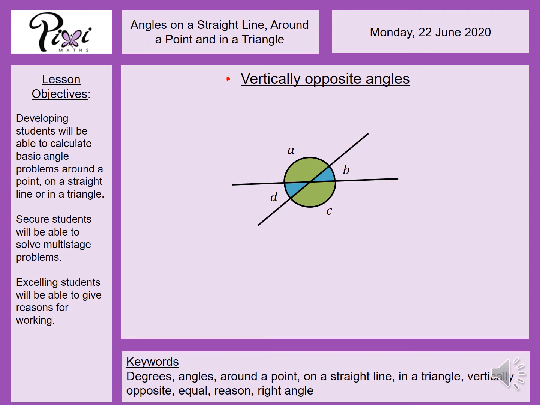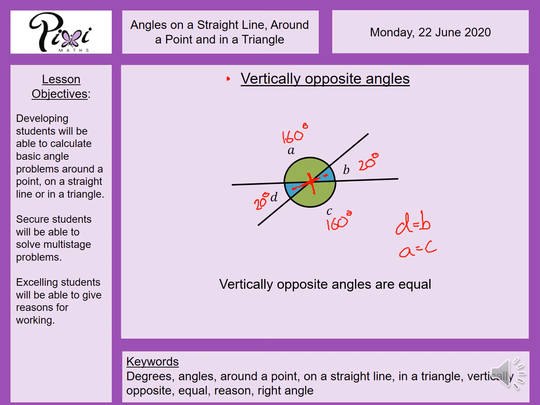So in this case, we can see that D and B are opposite each other because they're not in contact with each other apart from at this point. So these two are opposite, so that means that D equals B. Those angles are equal. So let's say D was 20 degrees, B would also be 20 degrees. And also, we know that A and C are opposite each other, so that means they're also equal. So A equals C. So if C was 160, A would also be 160. And this is the last rule we need to do to be able to do the task.